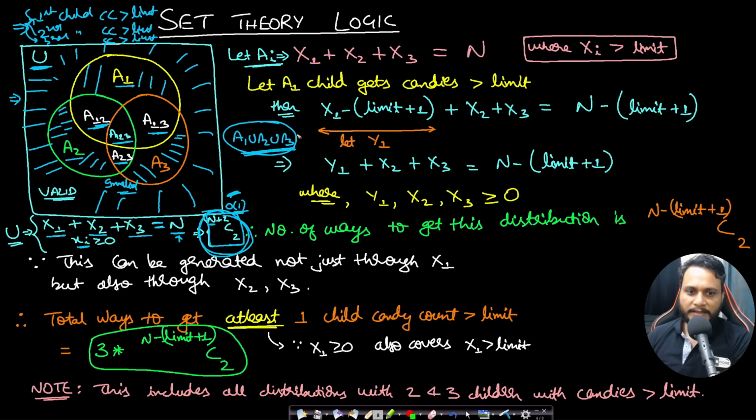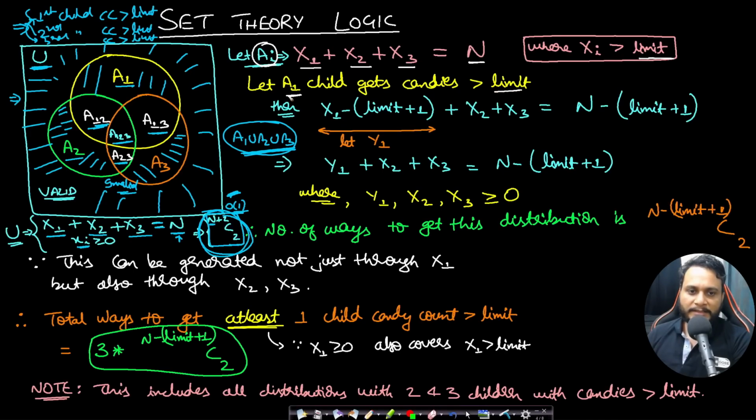So let's try to understand step by step. Now let's say that I already know that in whatever way I distribute the candies between the first child, second child and third child, the total count has to be n. I am assuming that at least one of the children will be getting a candy count greater than the limit value. Let's call it A1. At least one of them gets a candy count greater than the limit value. Okay, so in this case, let that child be the first child, who gets a candy count greater than the limit value.